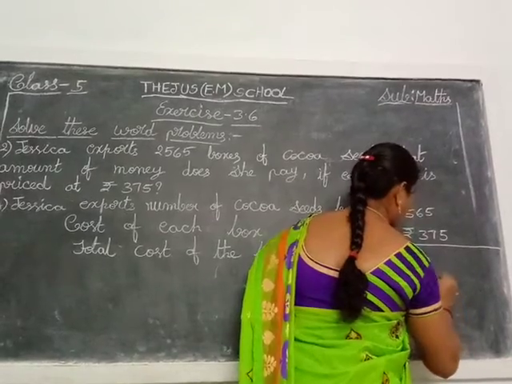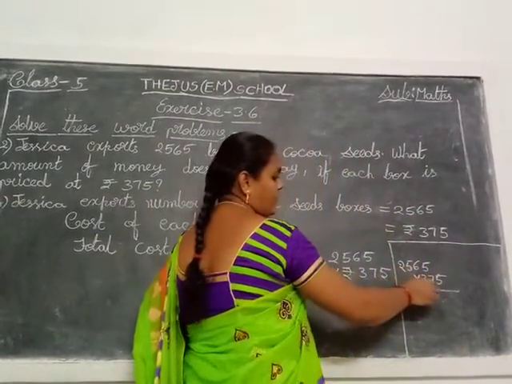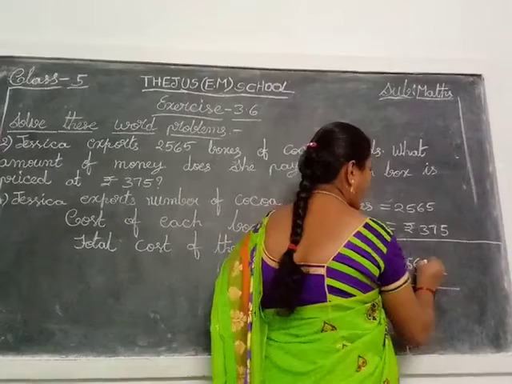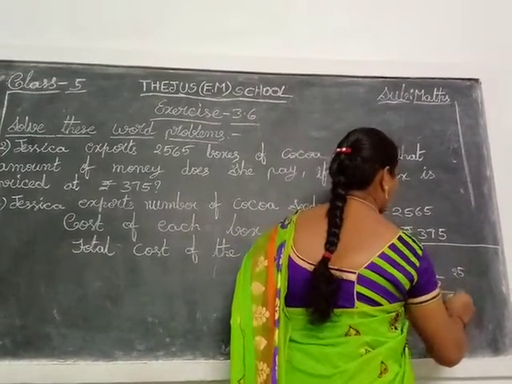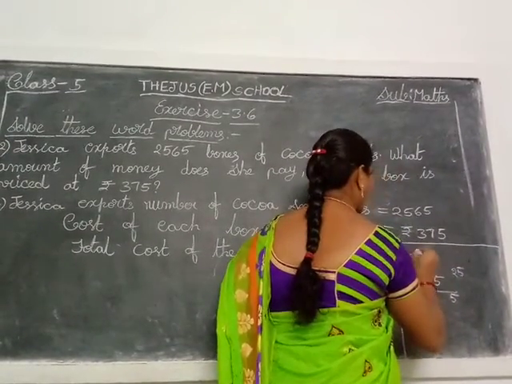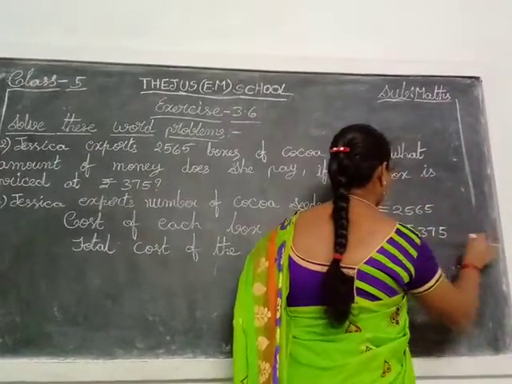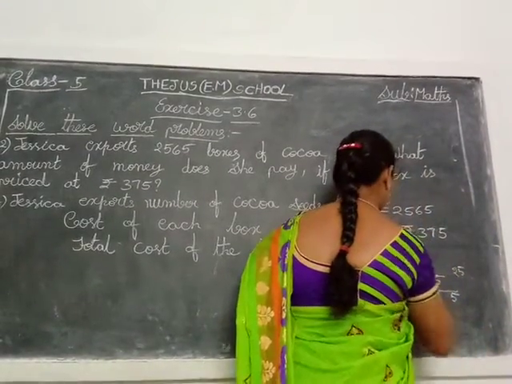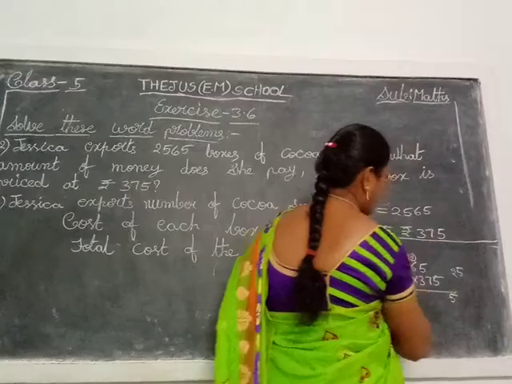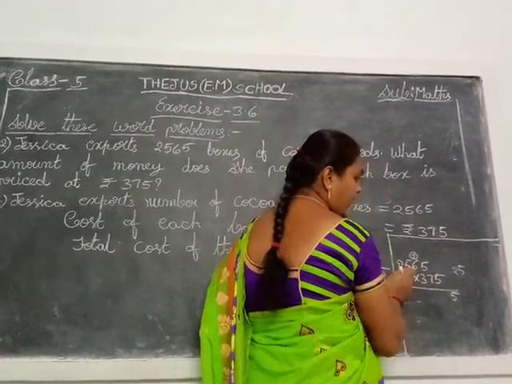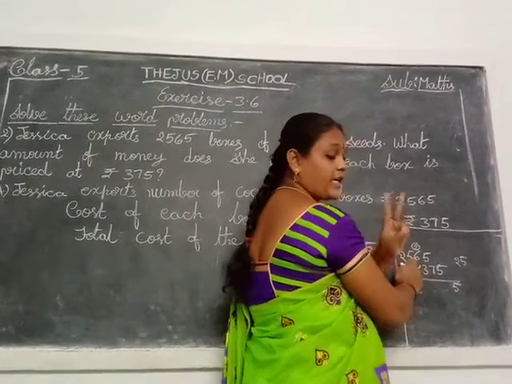First, this number is multiplied with the first ones place number. 5 fives are 25. So 5 here and 2 next number upside. Okay, children? Next number upside. Next, 5 sixes are 30, keep in your mind. Take 2 fingers: 31, 32.